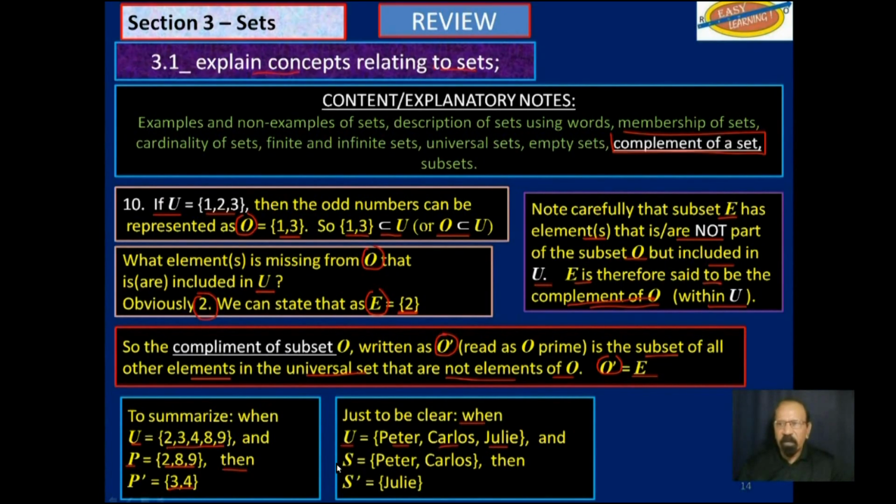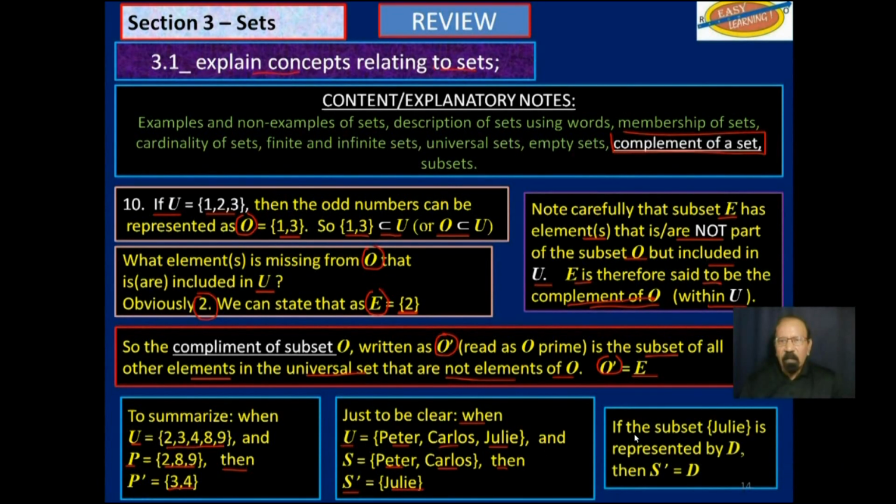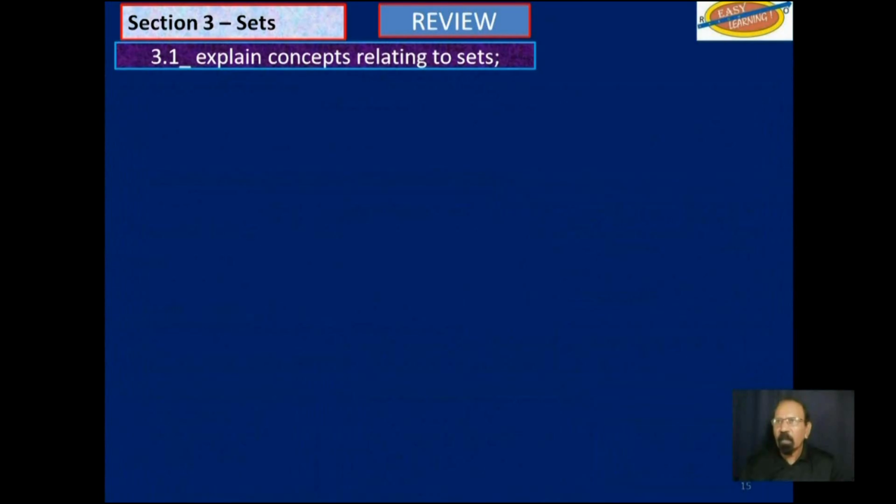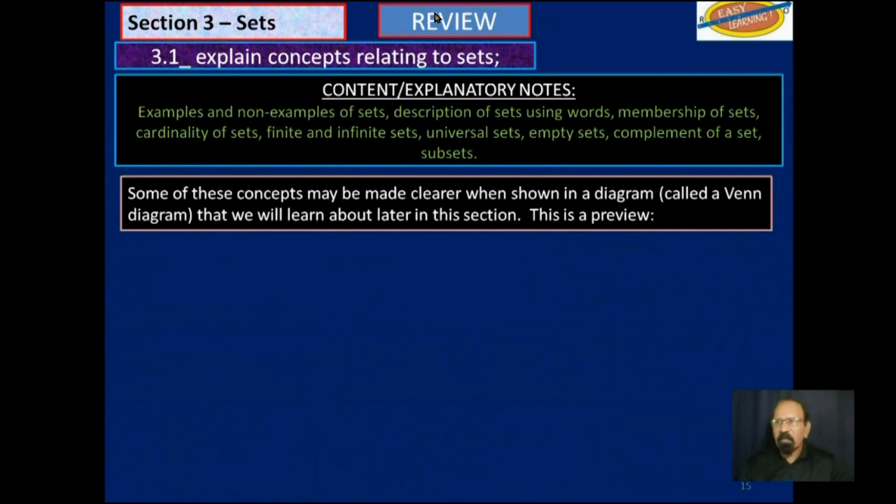Now, if S represents the sons, Peter and Carlos, then S prime would represent the daughter, which would be Julie. So if the subset Julie is represented by D, daughter, then S prime is the subset D. Still on review, some of these concepts may be made clearer when shown in a diagram called a Venn diagram, and we will look at another Venn diagram in this video, even though that's for 2 videos down.